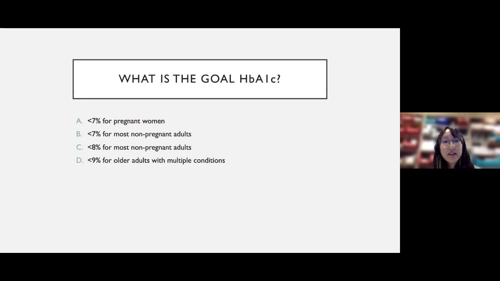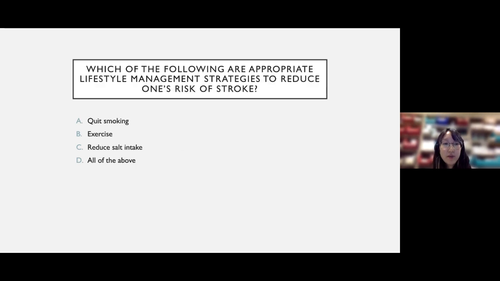Now this question here is asking what is the goal HbA1c, and the correct answer is B, less than 7% for most non-pregnant adults. And then for older adults who have multiple chronic conditions, the goal would be less than 8%. And this question is asking which of the following are appropriate lifestyle management strategies to reduce one's risk of stroke, and the correct answer is all of the above.